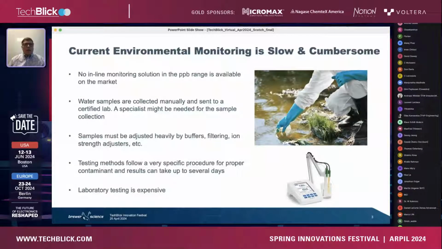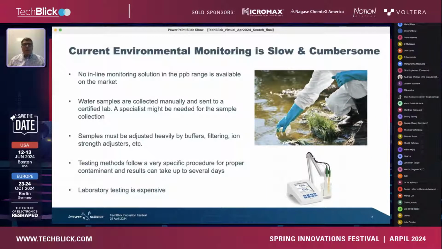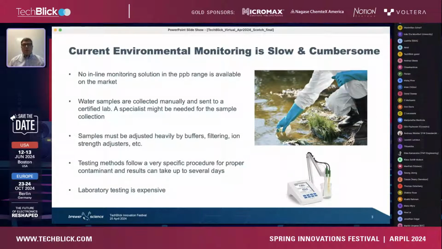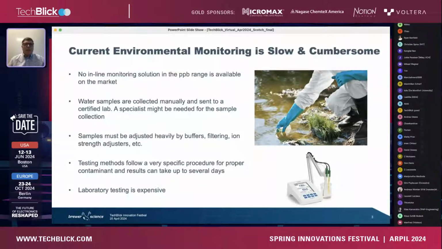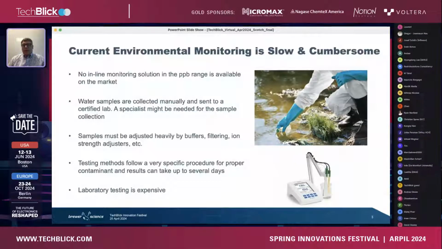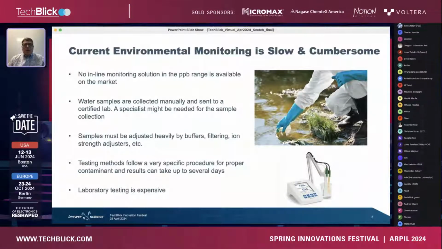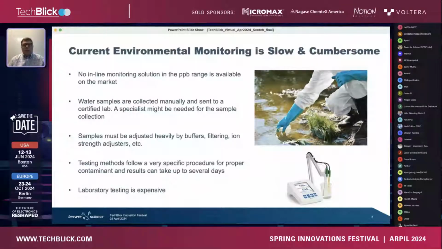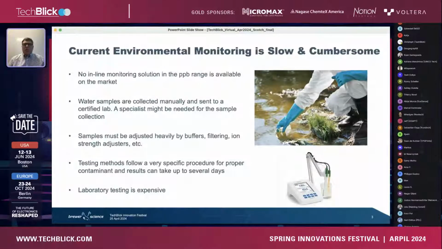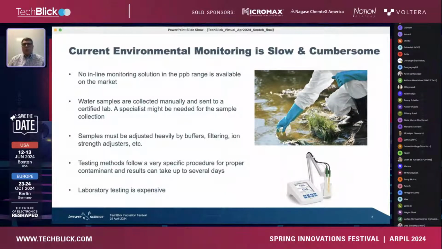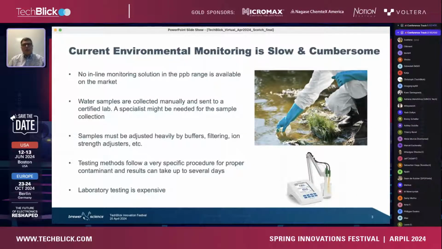Right now, the current environmental monitoring process is actually very slow and expensive. There is no inline monitoring solution that can capture in the parts per billion range, in particular for heavy metals. Water samples, as shown here, are collected manually, often on an irregular basis. So you are only able to get a single snapshot in time of what's going on with the water. Those samples then are usually sent to a lab, which can require buffering and a skilled technician in order to process it in a machine.